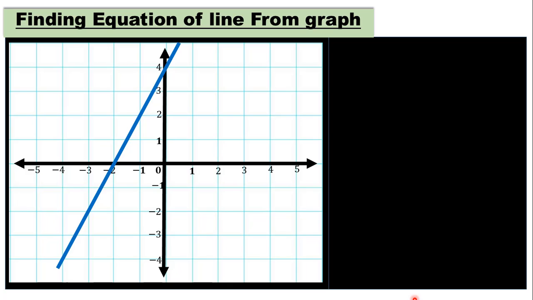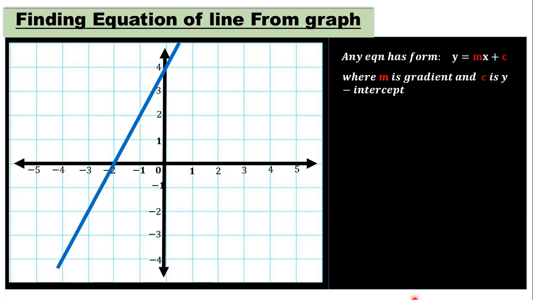You see that we are given the graph of the equation, and what we have to do is find its equation. Dear students, as we know, any equation has the form y equals mx plus c, where m with the x represents the gradient and c is the y-intercept, meaning the point where your line cuts the y-axis is called your c. In order to find the gradient of this line, meaning the steepness of this line, I assume you have already gone through my previous tutorial and you are well aware how to find the gradient of the line.